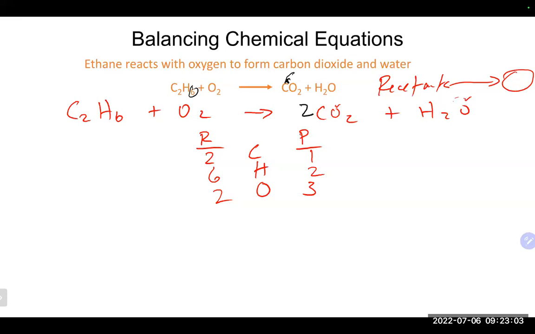When I do that, that is now going to give me 2 carbons. I will still have 2 hydrogens. Now my oxygens is 2 times 2, which is 4 in the first one, plus the 1 more over here gives me 5 total oxygens in this case. At this point, I have fixed the carbon. I'm still in a little trouble here on some of the other things.